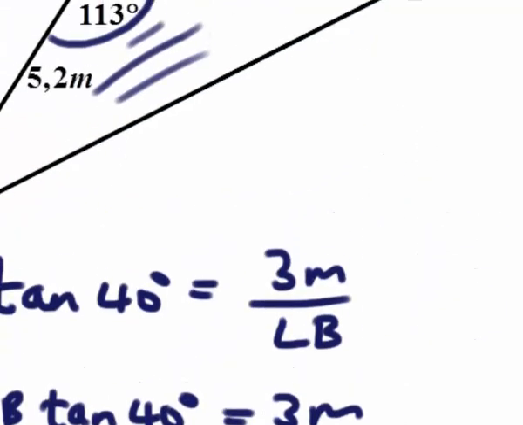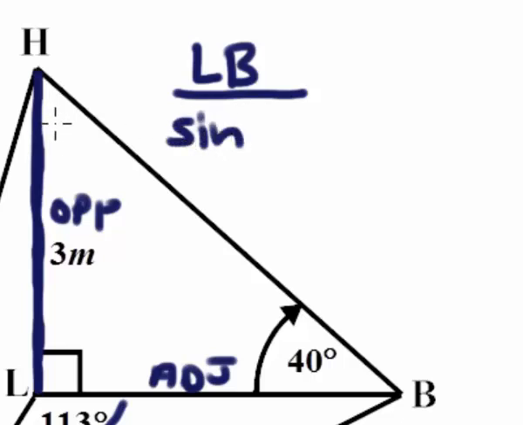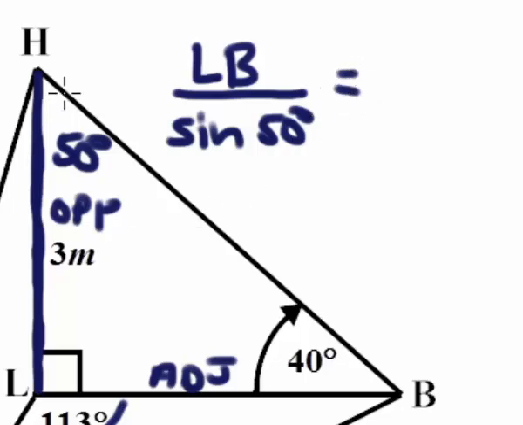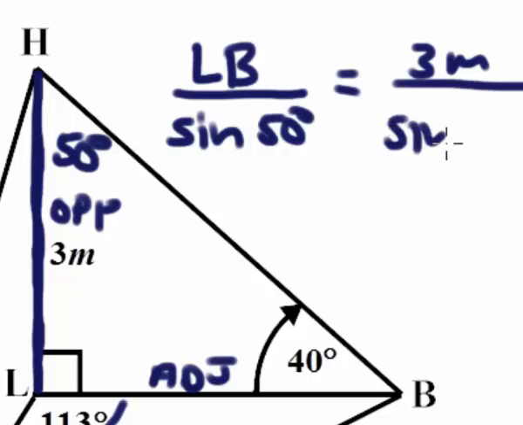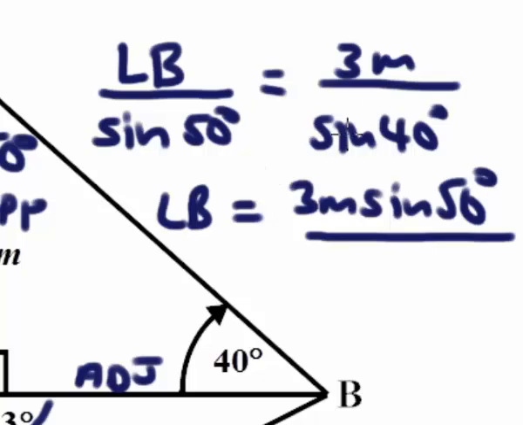By the way, you could have also used the sine rule. Have a look at that. For number A, you could have said LB over the sine of this angle here. Now think about it carefully. That's 90 and that's 40, so that's going to be 130. So this piece must be 50 here. LB over the sine of 50 is equal to the 3 meters over the sine of the opposite angle 40. LB would then be 3 meters multiplied by sine 50, over sine 40, as you're simply multiplying both sides by sine 50.